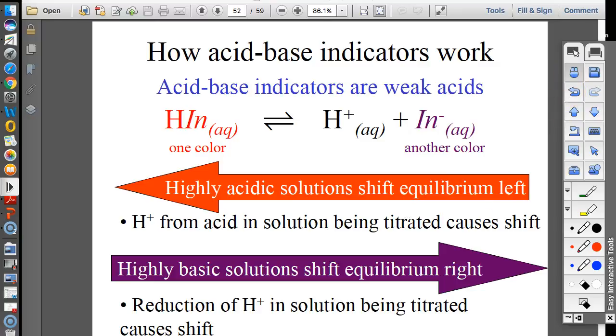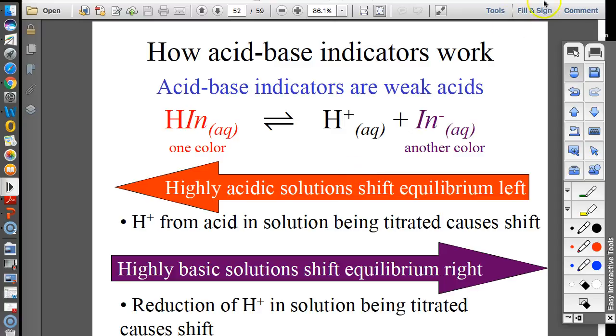Okay. So anyway, if I start to make the solution basic, it's going to shift equilibrium to the right to make more hydrogens, because I just removed all the hydrogens with the hydroxides. I just made them into water.